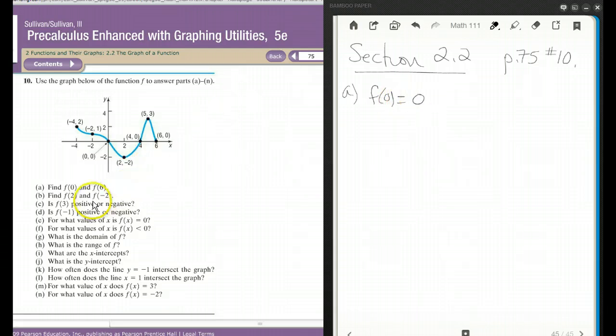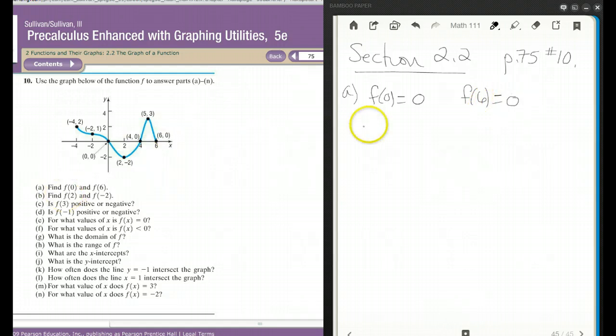Okay, and then the next question here is f of 6, right? That's asking for what is the output when the input is 6. So when the input is 6, that's when x is 6. My dot is right there. So that means the ordered pair 6, 0 is on the graph. Input is 6, output is 0. So f of 6 is also 0.